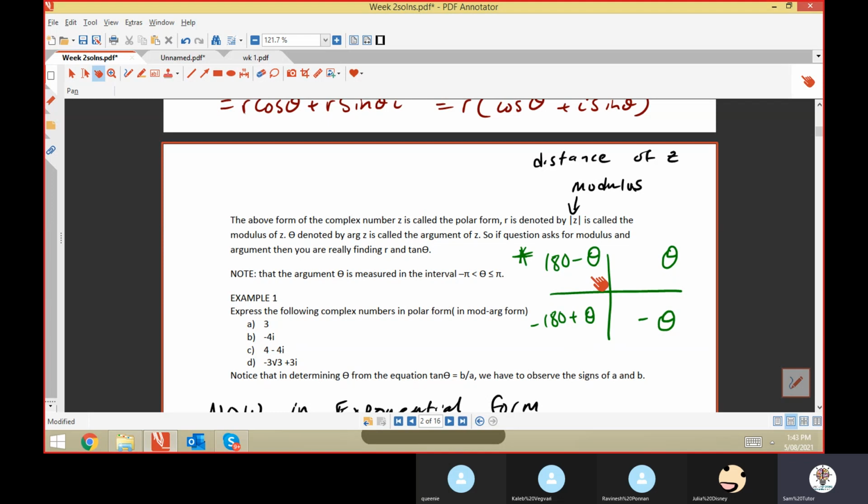So it's not technically what you know as all stations to central, because your domain's a little bit different. So new set of restrictions. That means if your complex number's here, your theta is theta. If your complex number's here, your theta is not theta, it's 180 minus theta. If your complex number's here, it's negative 180 plus theta. If your complex number's here, it's negative theta.